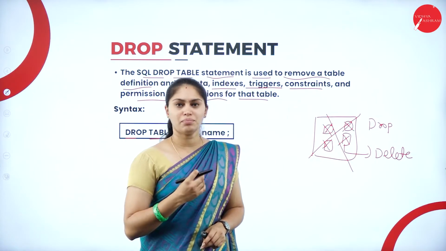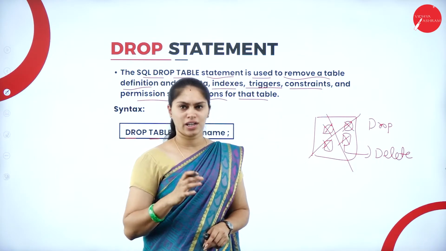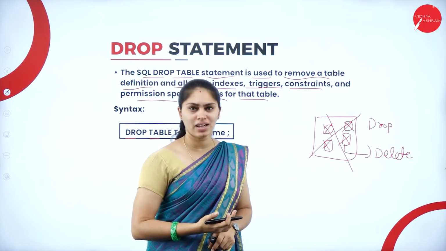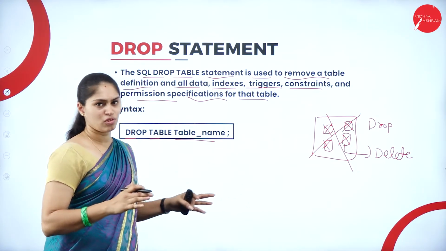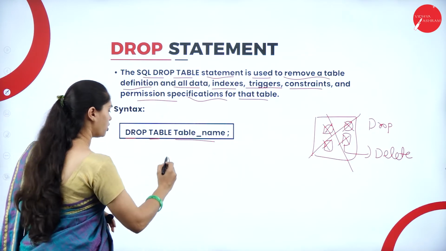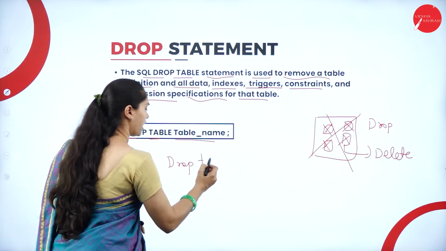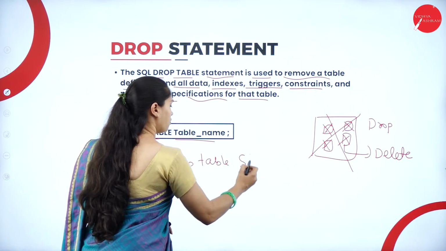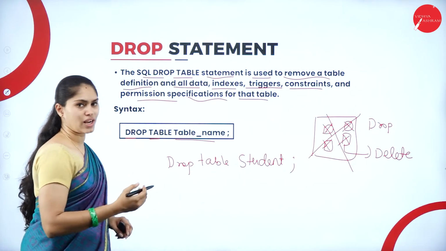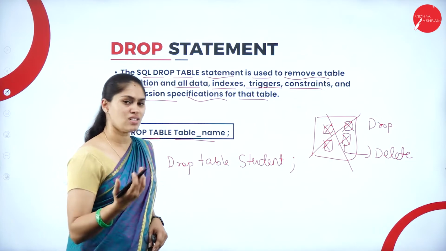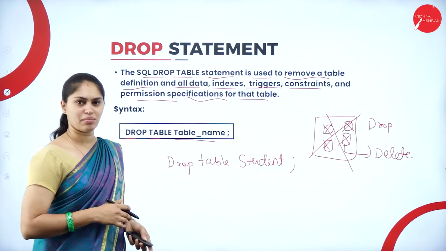If we perform a delete operation, one row or one column value will be deleted. But when we perform a drop operation, the complete table will be removed from the database. If I wanted to drop that student table, how am I supposed to write? DROP TABLE student. And if I try to search for the student table in the database, it will show that the student table does not exist, because we have dropped that table called student. This is how the drop statement works.